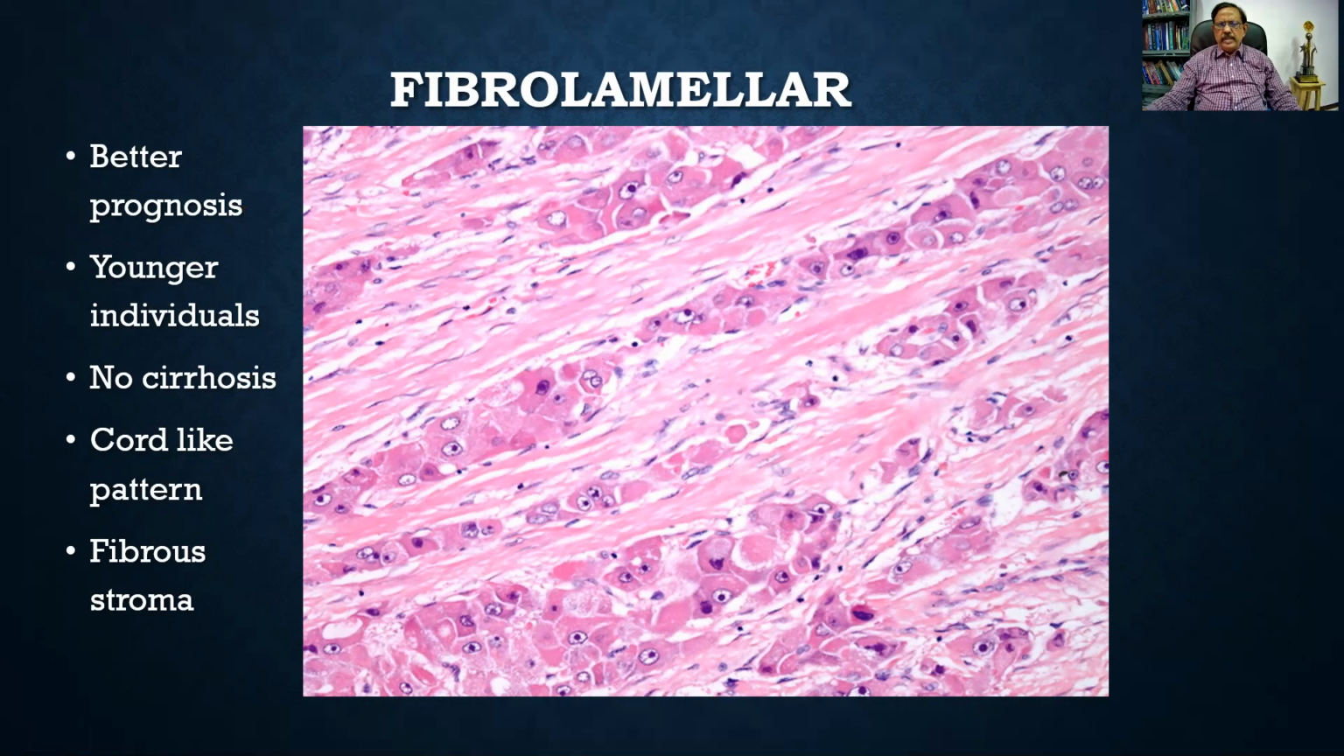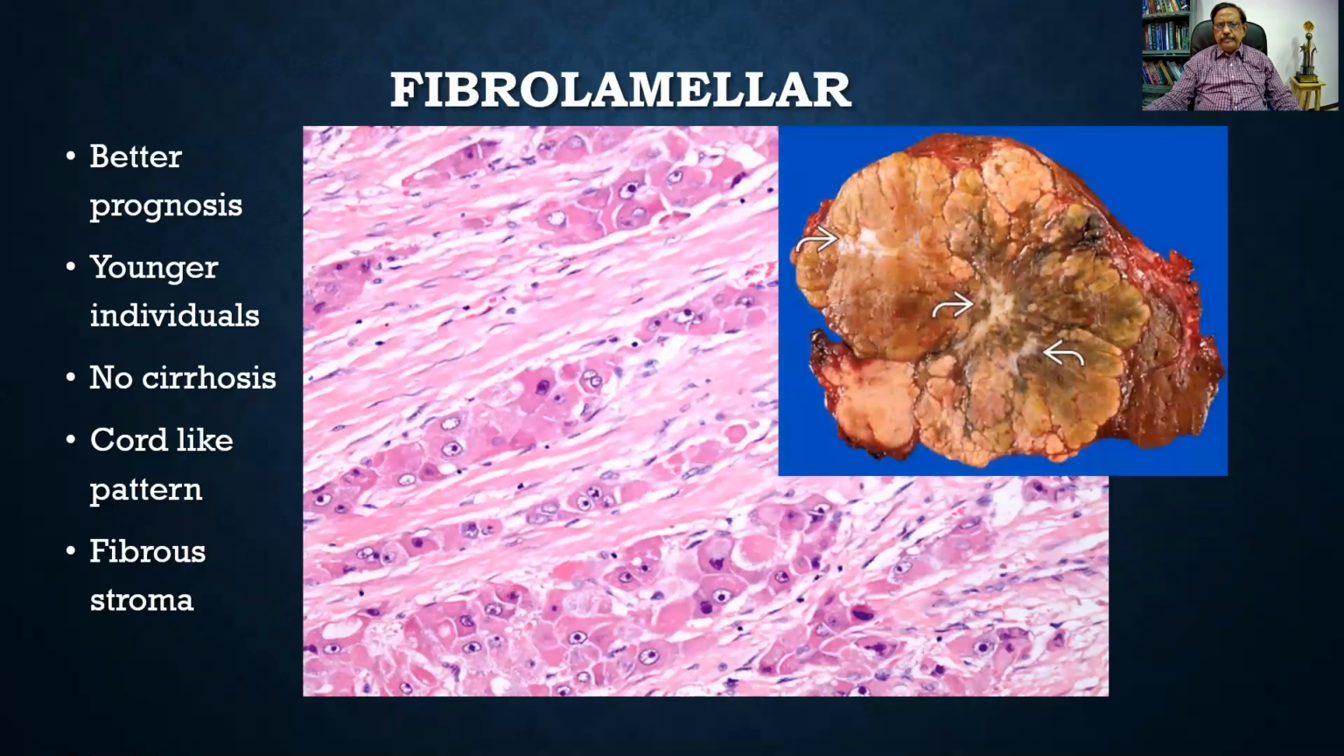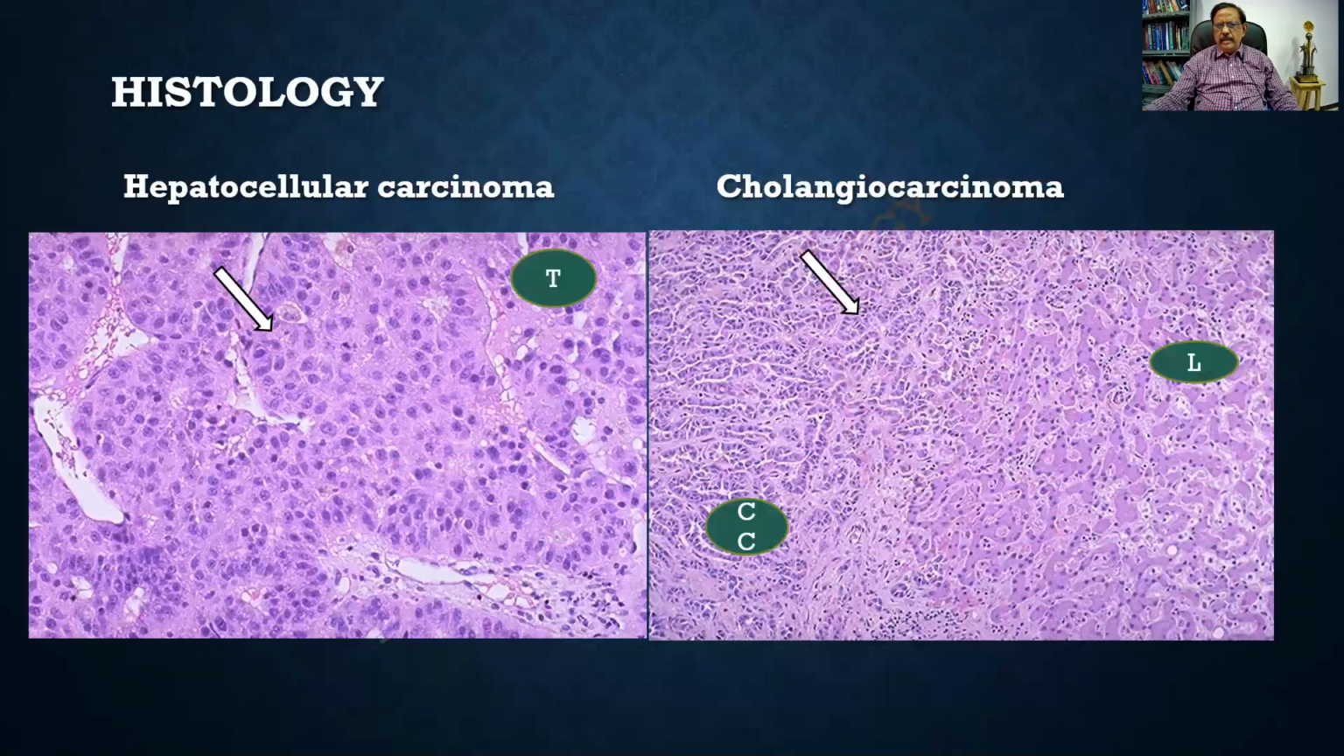In one of the universities, they have asked this as a short note, though it is not a favorite question of mine. And this is the gross picture. I find that the tumor is dipping down because the fibrous tissue is contracting. So there is a fibrous tissue, there is a contraction, and there is a large tumor over here, in spite of which the prognosis is good. Fibrolamellar carcinoma.